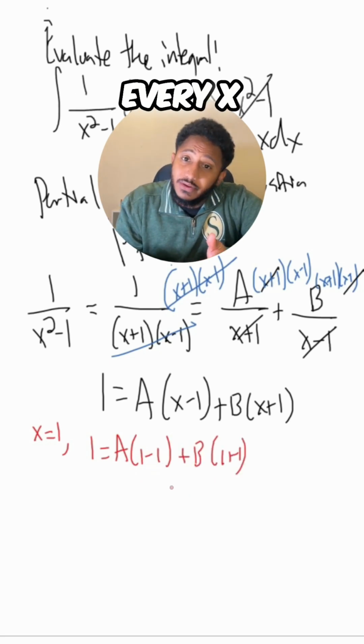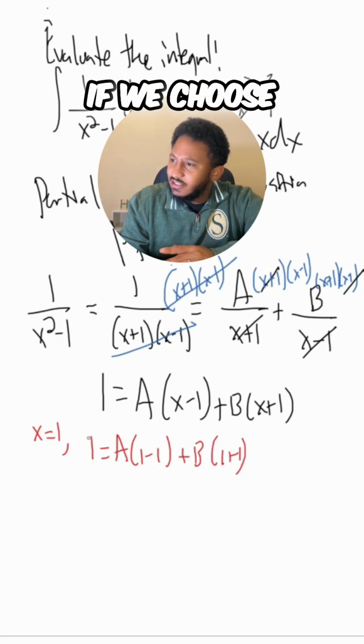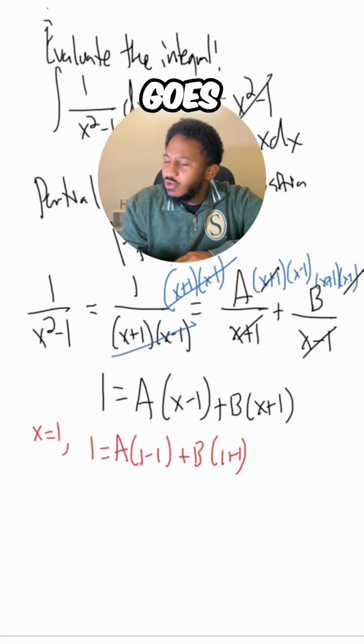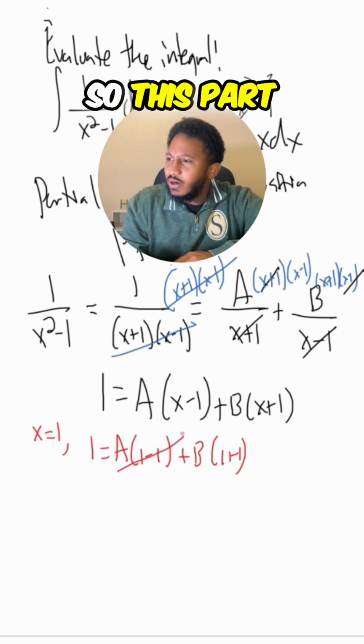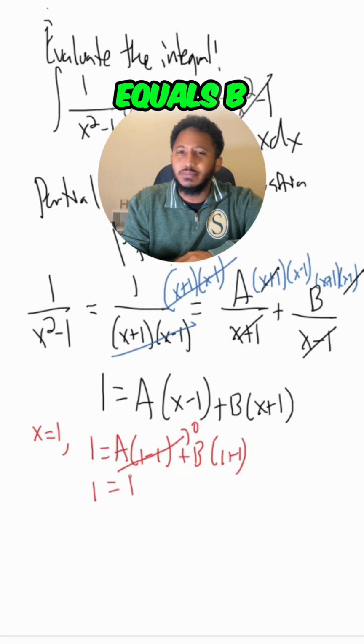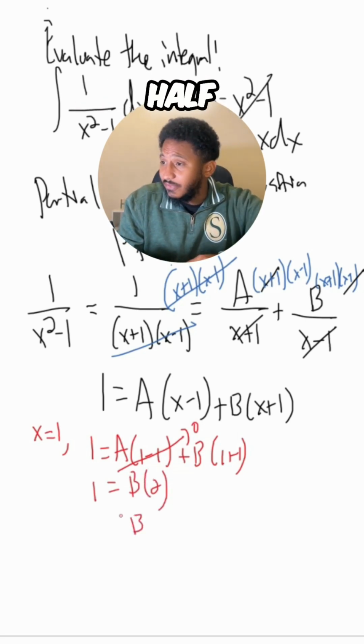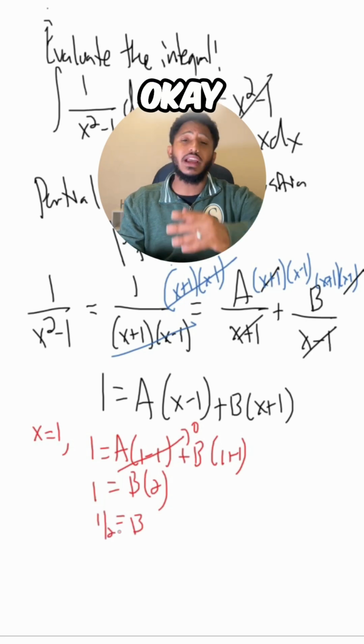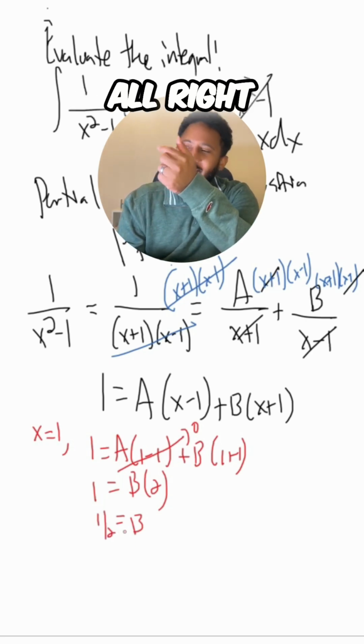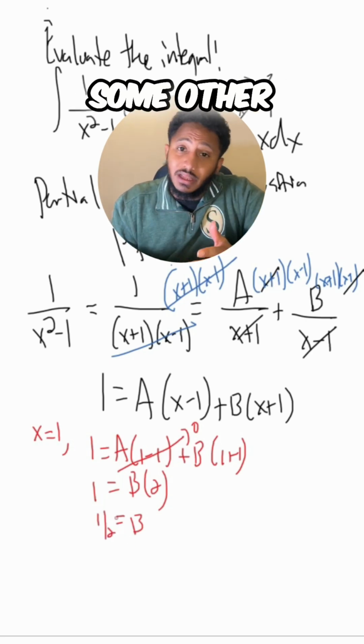Got it. So it should be true for every x, right? Well, if we choose x equals 1, we notice that the A term goes away because we get 1 minus 1, so this part goes to 0. So we end up with 1 equals B times 1 plus 1, which is 2. So solve for B. B equals half. Okay, good stuff. We got B. Now we have to find A. All right, well, let's choose some other convenient values.